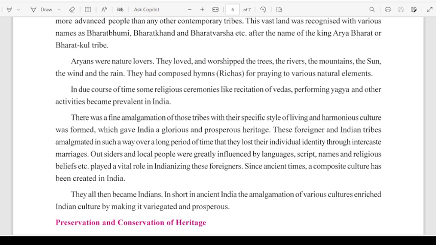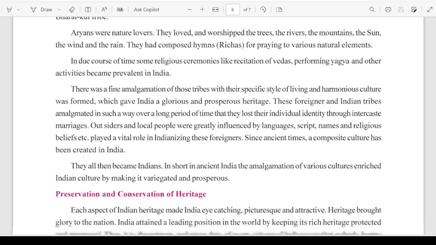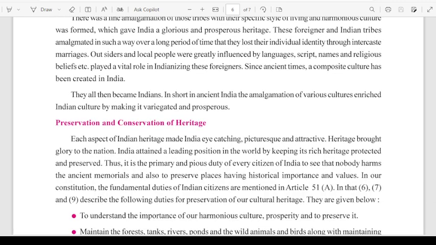greatly influenced by language, script, name, and religious belief, etc., which played a vital role in Indianizing these foreigners. Since ancient time, a composite culture has been created in India. They all then became Indians. In short, in ancient India, the amalgamation of various cultures enriched the Indian culture by making it variegated and prosperous.